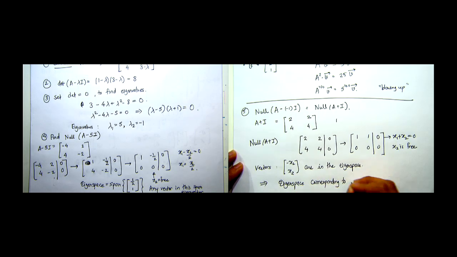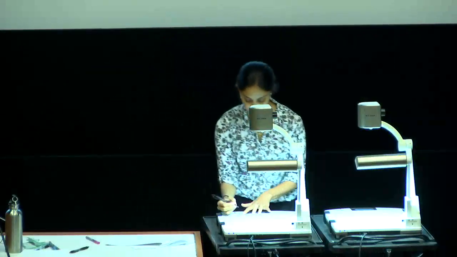Therefore, the eigenspace corresponding to eigenvalue minus 1 is equal to the span of minus 1, 1. So what's going to happen when you multiply minus 1, 1 by A? What does it look like? Minus 1, 1 is basically pointing in this direction, downward, right? Minus 1, 1, upwards, this way. When you multiply it once by A, what's going to happen?